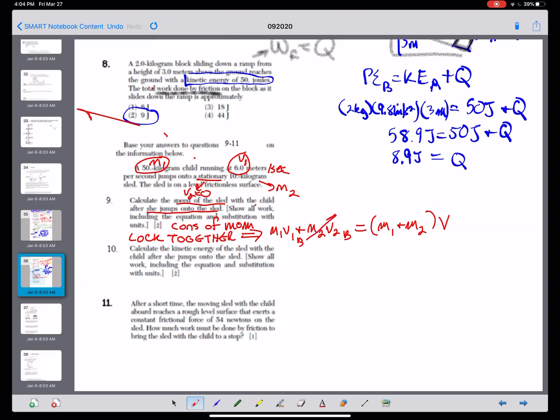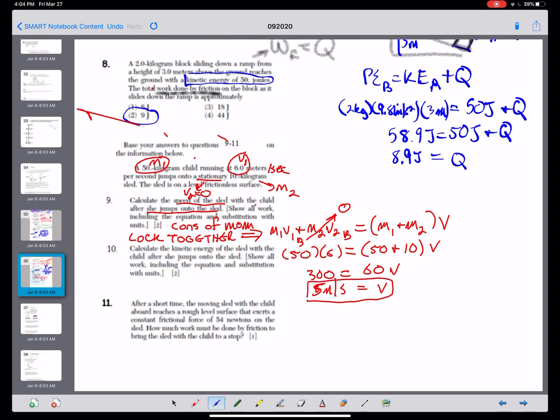Now, the V2 before is 0, right? So M1 is the kid running at 50. Yeah, I'm going to leave out units. I shouldn't. You better put your units in. 50 times 6 equals 50 plus 10 times V. So we got 300 equals 60 V. Oh, V is equal to 5 meters per second. Okay, there you go. So that was just to get a V, a nice creative way to calculate a velocity.